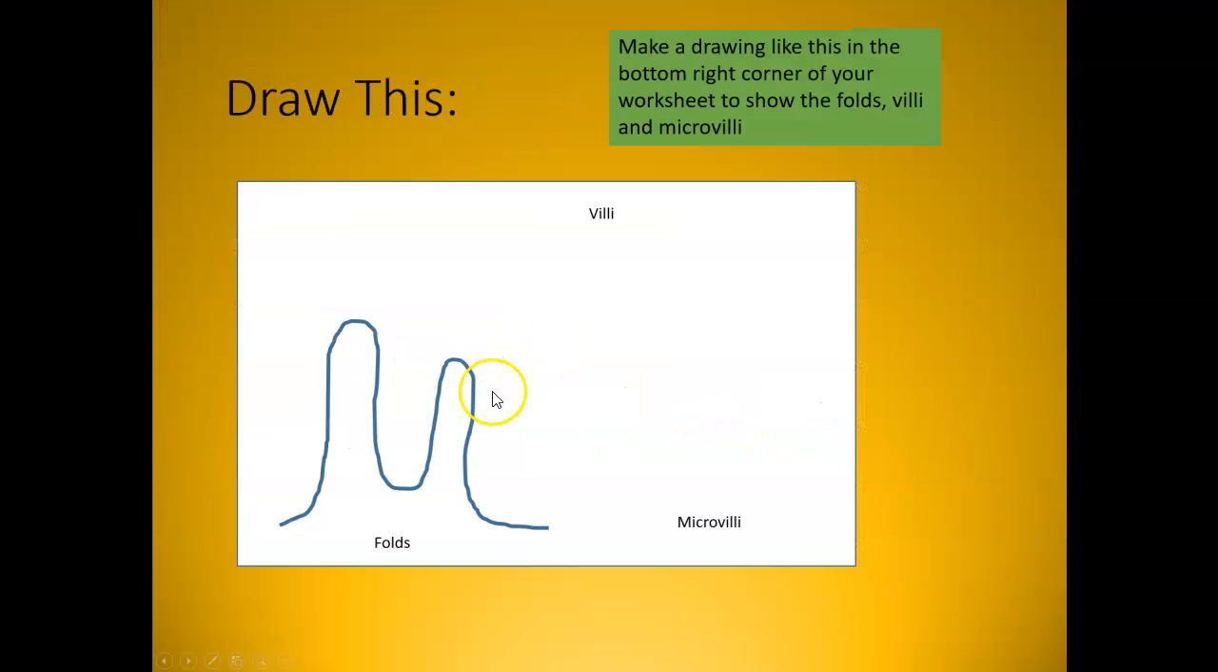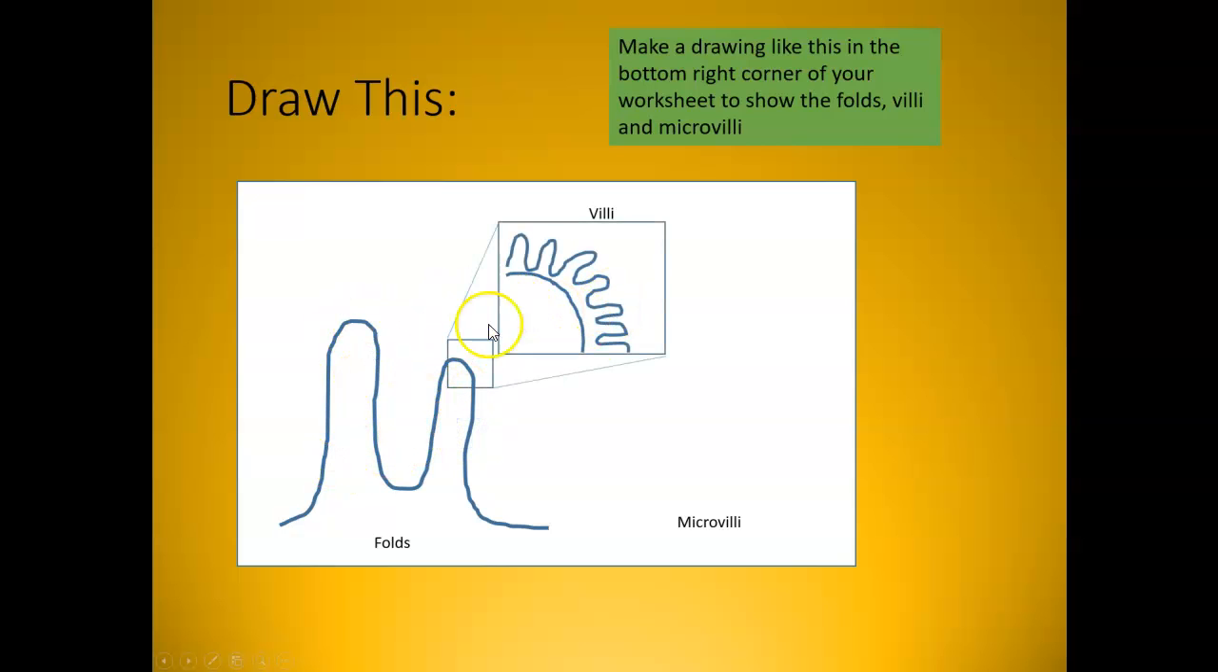All right, and then on your worksheet, it asks you to kind of draw some images. So this would be the folds, this would be the villi, which would be on top of the folds, and then these would be the microvilli, which would be on top of individual cells of the villi.